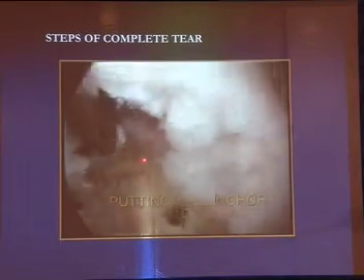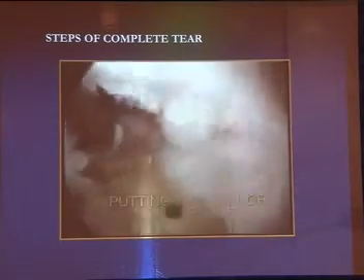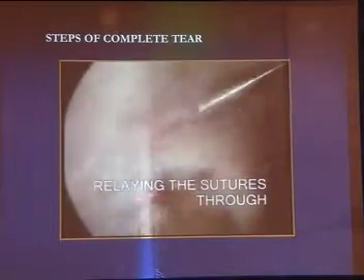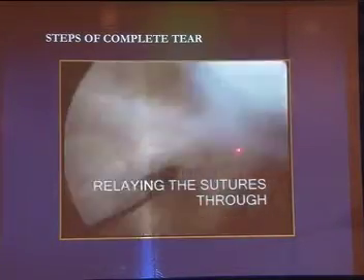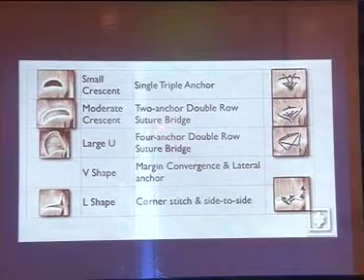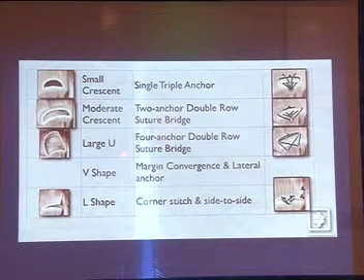Now we are using this anchor also when we do the double row. We can use the footprint, relaying the suture. There are so many instruments there. So this is the basic theory of how we go with the complete cuff tear.